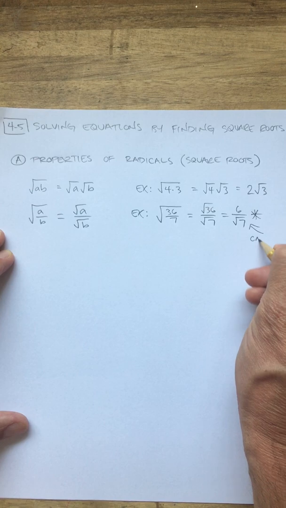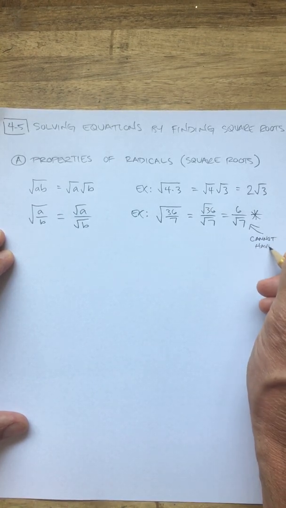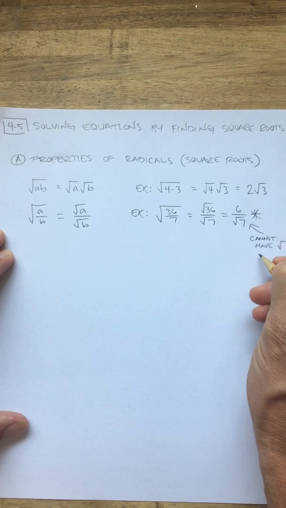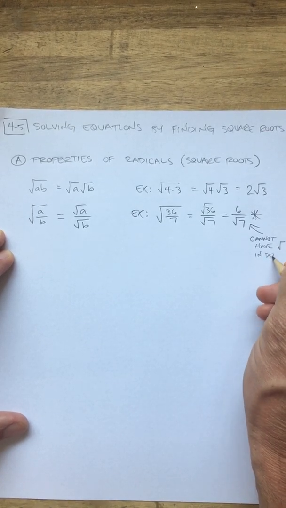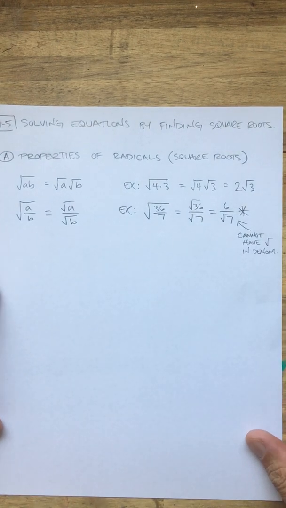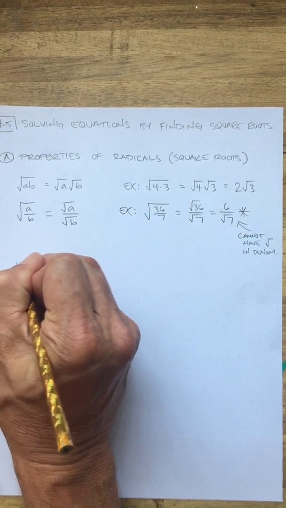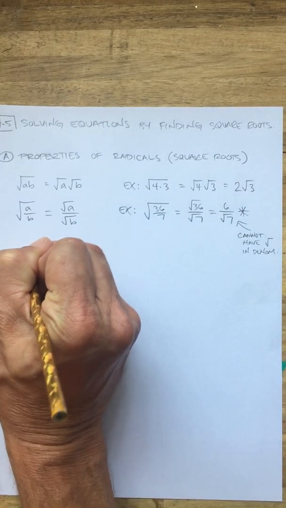We cannot have a radical in the denominator. Okay, that's one thing that you have to be aware of. We can't have a radical in the denominator. All right, so let's try some problems. Simplify. Here, we'll simplify.